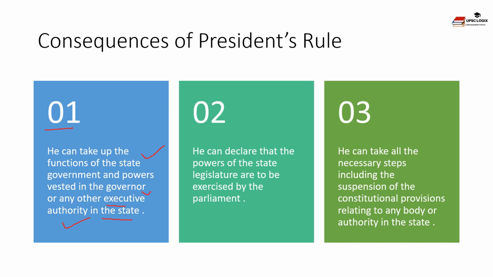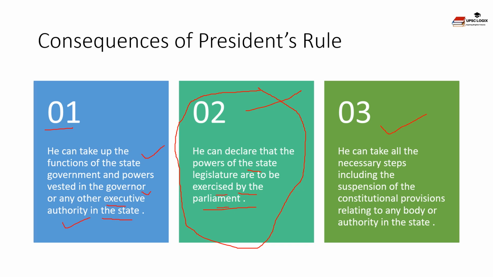Number two is he can declare that the powers of the state legislature are to be exercised by the parliament, and this is what is happening in Kashmir right now. So he has to make a proclamation in regards to the president's rule that the powers of the state legislature are to be exercised by the parliament.